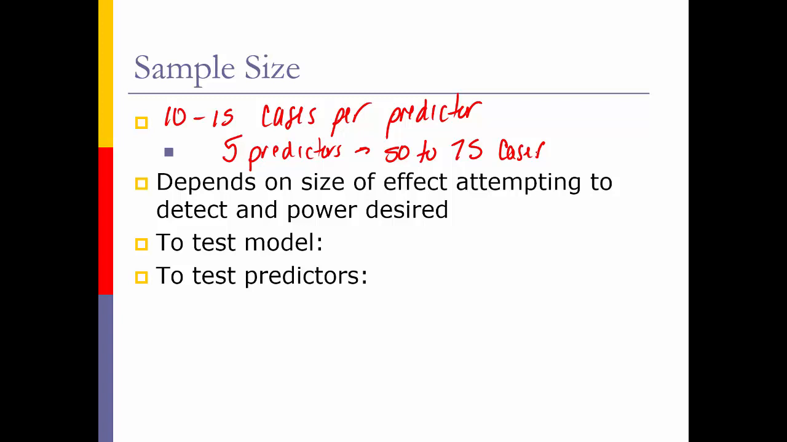So let's think about this slightly differently. In order to test the model, the minimum number of cases we should have is 50 plus 8 times the number of predictors. To be able to test the predictors themselves, you should have 104 plus the number of predictors. If you go in that range and choose the maximum, you should be able to say the model is good, it's generalizable, and you can move forward.